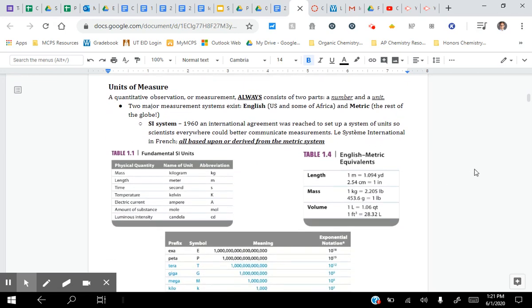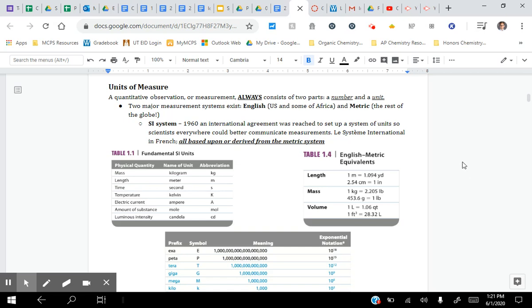All right, let's get into some measurement. So, units of measure. Measurement's probably going to be one of the more important aspects of chemistry, and we need to measure things appropriately. So, again, anytime you have a number that you are reporting, there's two parts to any measurement, the number and the unit. You leave off units, you will be subject to losing some points, and we don't want to do that.